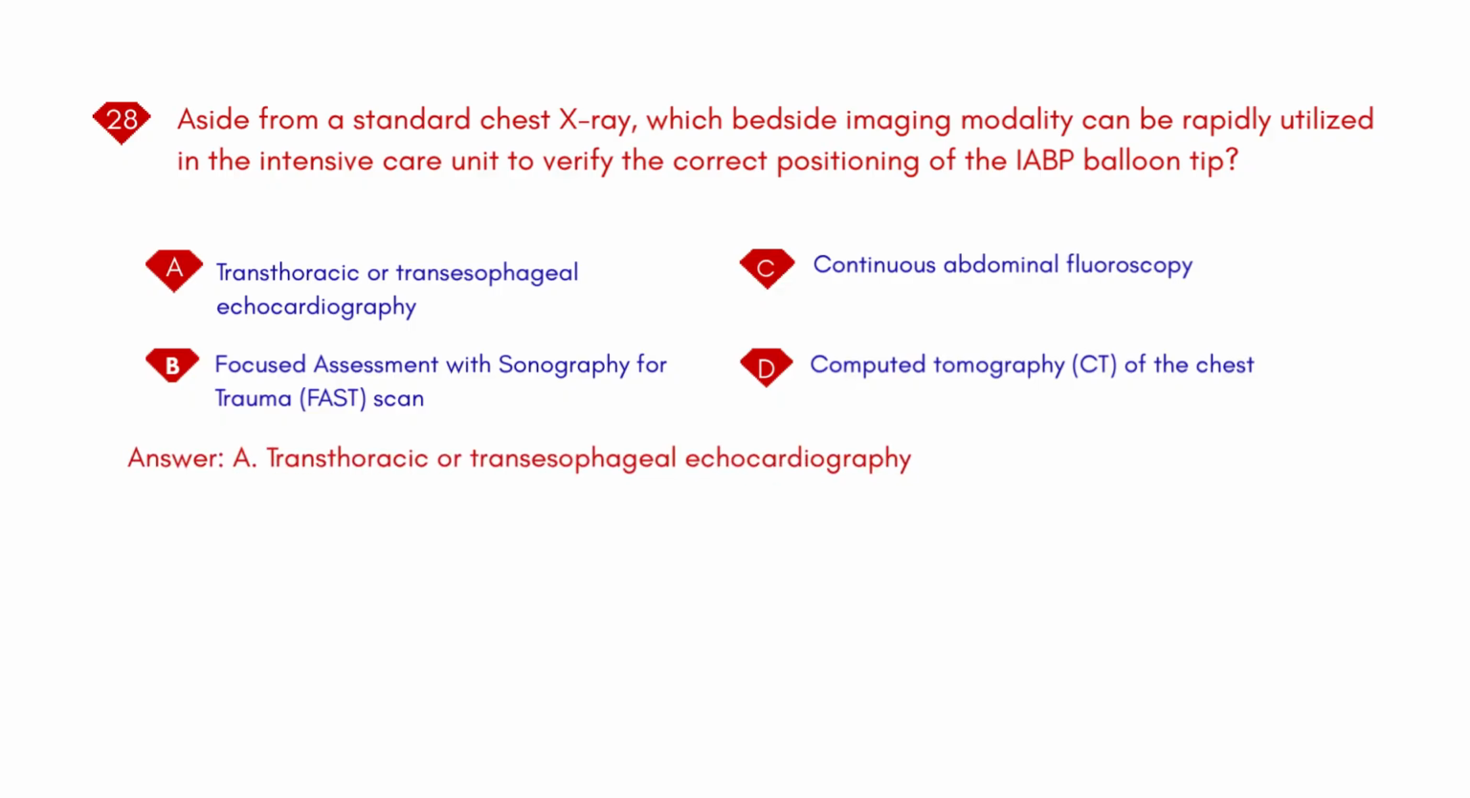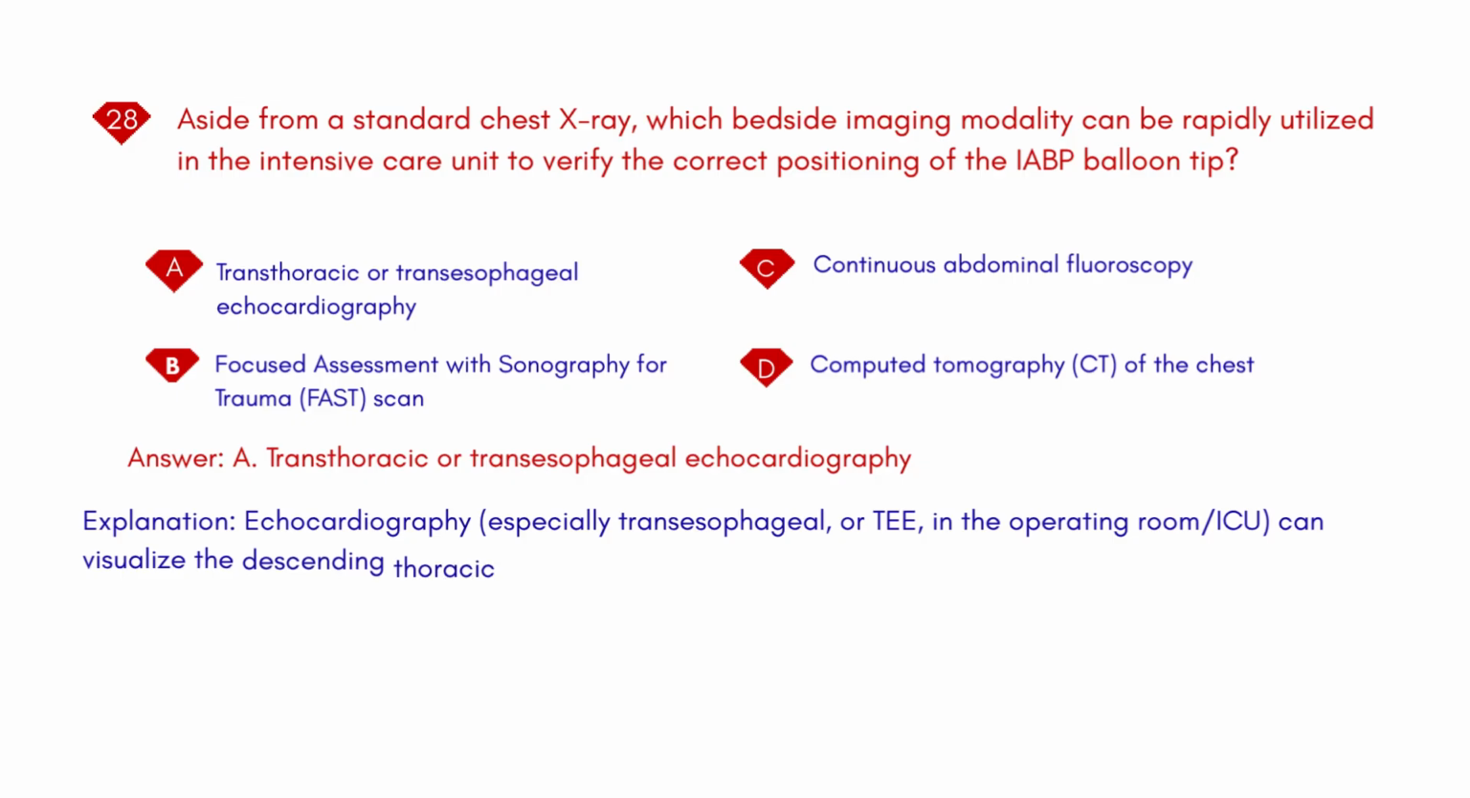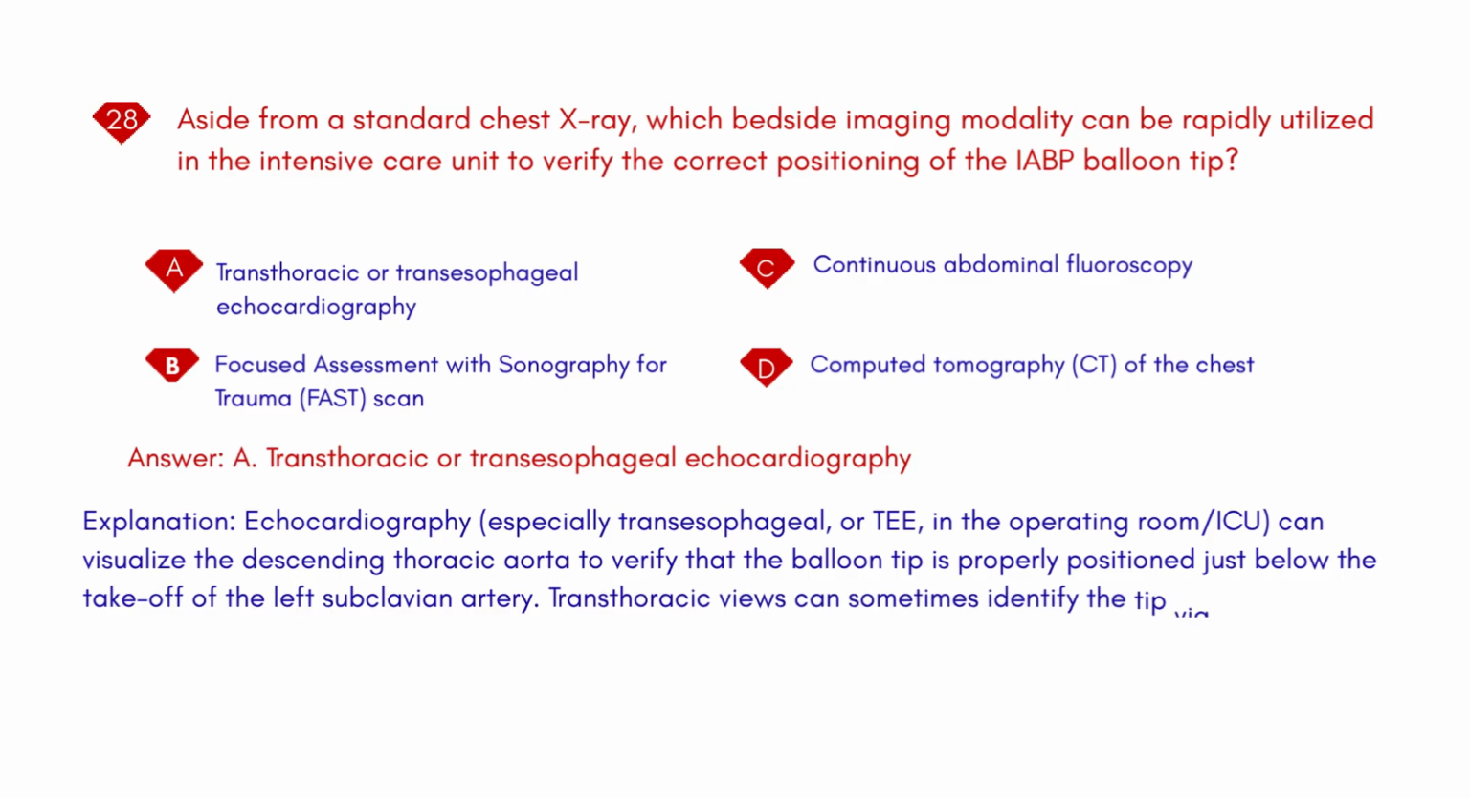Answer: A. Transthoracic or transesophageal echocardiography. Explanation: echocardiography, especially transesophageal, or TE, in the operating room/ICU, can visualize the descending thoracic aorta to verify that the balloon tip is properly positioned just below the takeoff of the left subclavian artery. Transthoracic views can sometimes identify the tip via the suprasternal notch window.